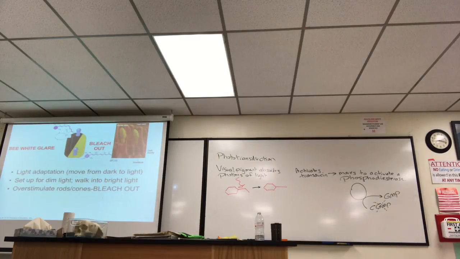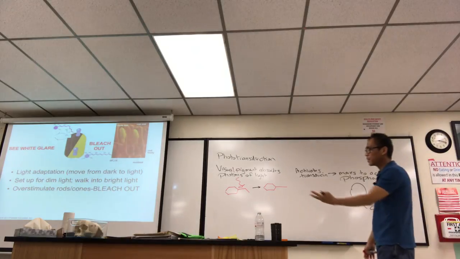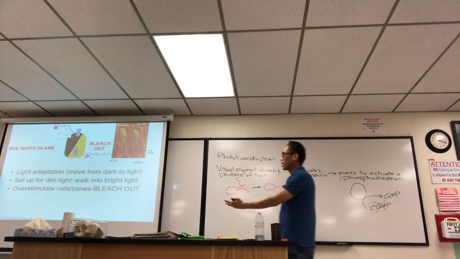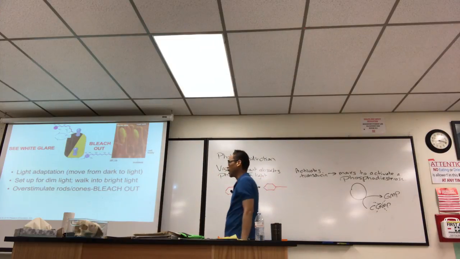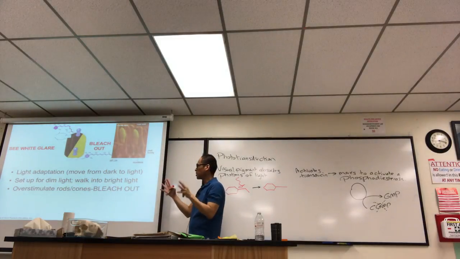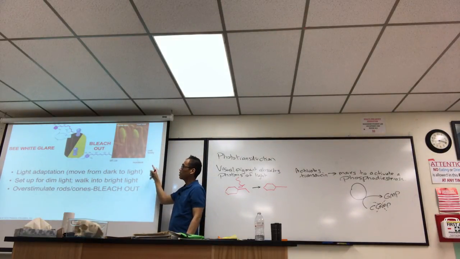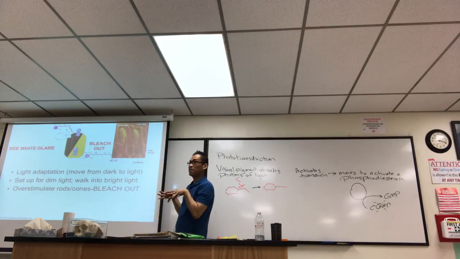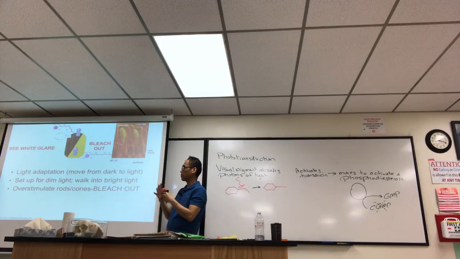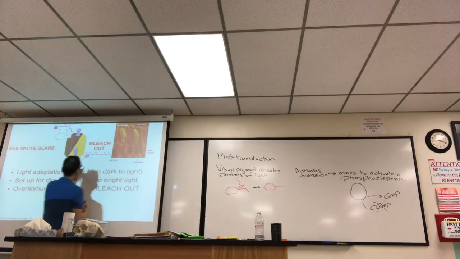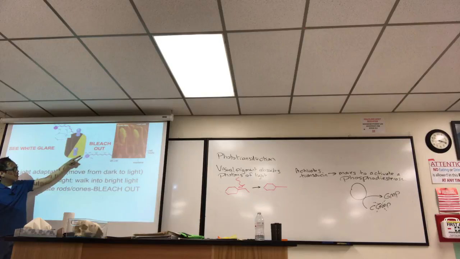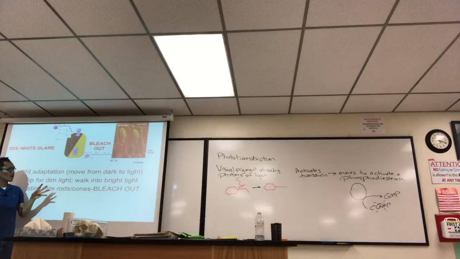So when you move from dark to light, like you go see a matinee in the theater and it's all dark, you're set up for dim light vision. But then you walk out of the movie theater in the bright sunshiny day and you have that glare because you're set up for dim light vision. The rods are sensitive, so when you flash a bright light on them, it kind of blinds you for a second. Okay, you're basically overstimulating the rods and cones. You bleach out. Okay, you dissociate the chromophore from the opsin. Right, and you're blinded for a second, and you adjust.